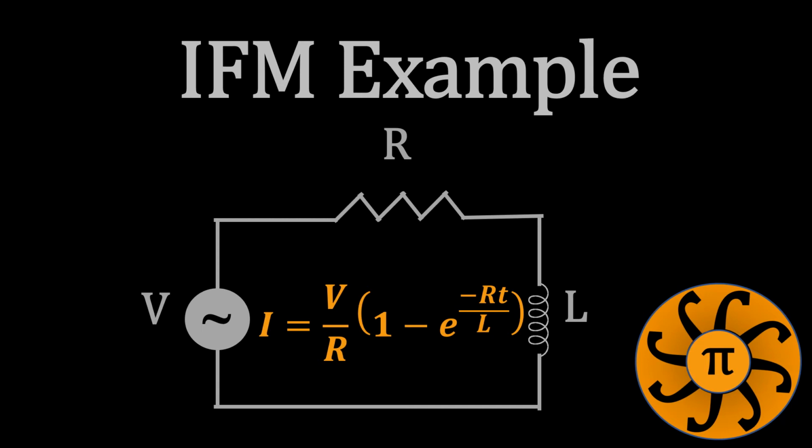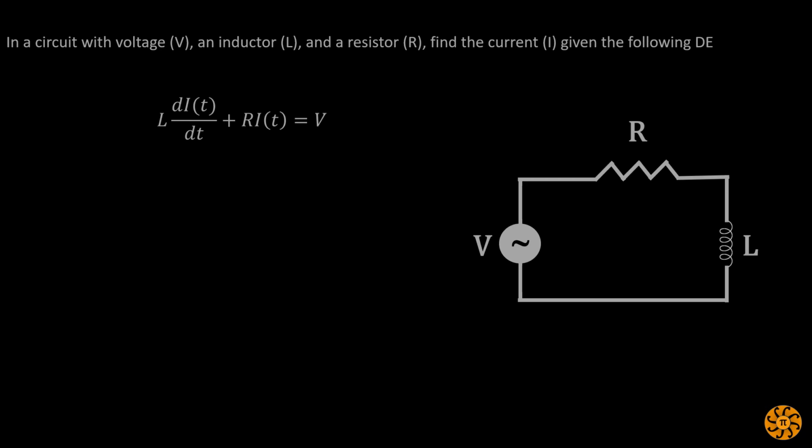An example of the integrating factor method. In a circuit with voltage V, an inductor L, and a resistor R, find the current I given the following differential equation. In the equation, we have L times di of t dt plus R times I of t equals V.